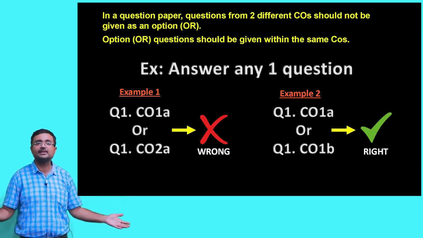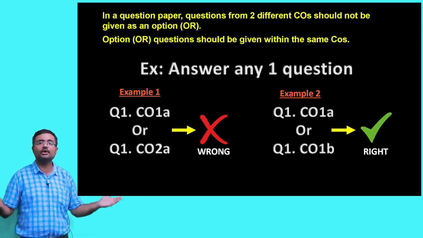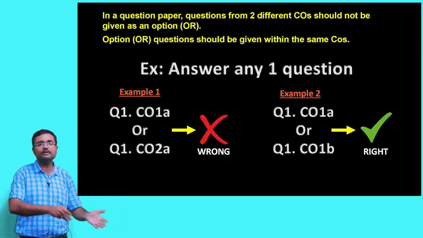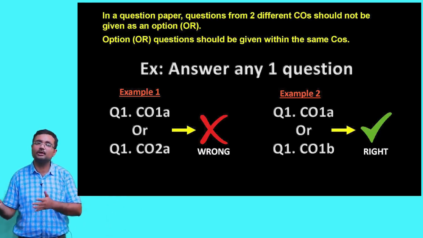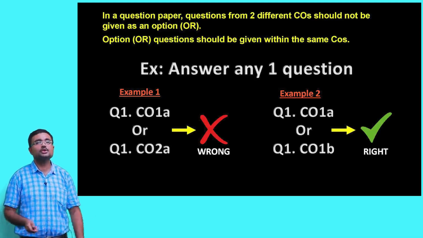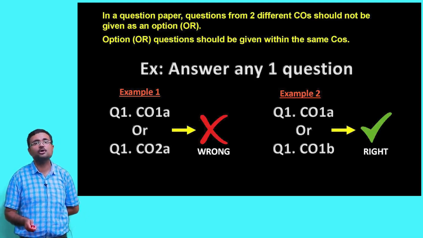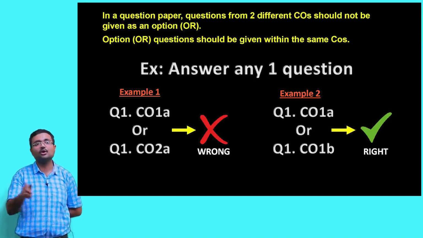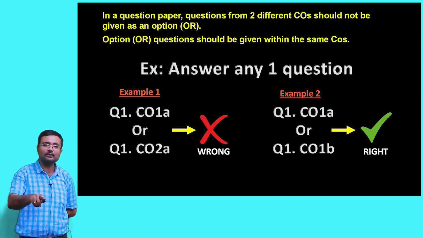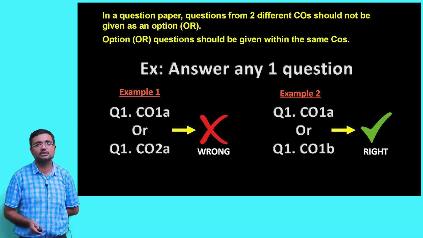Some students will write the answer of the remembering part, some students will write the answer of the creating part. No, not done at all. Remembering will have to be given option with only remembering. Creating will have to be given option only with creating. So you cannot give an OR question between CO1 and CO2. If you give an OR question, CO1 has to be ORed or given option with CO1 only. CO1 question or CO1 question, CO3 question or CO3 question, CO6 question or CO6 question, like that.